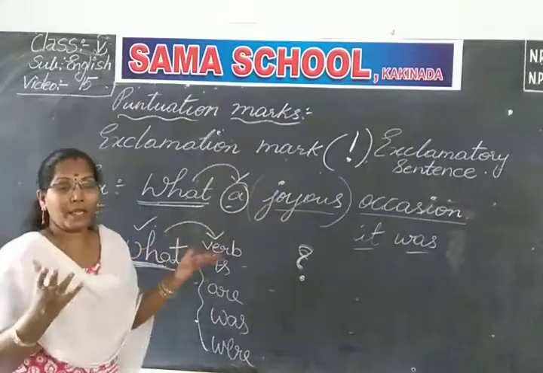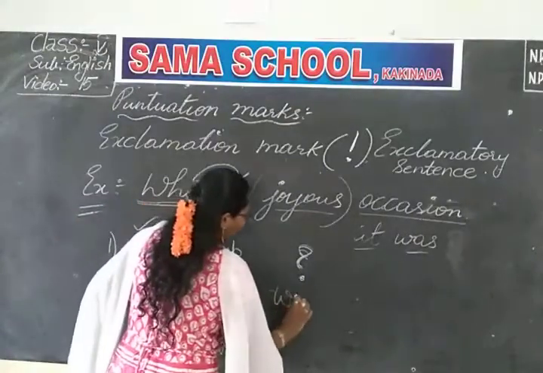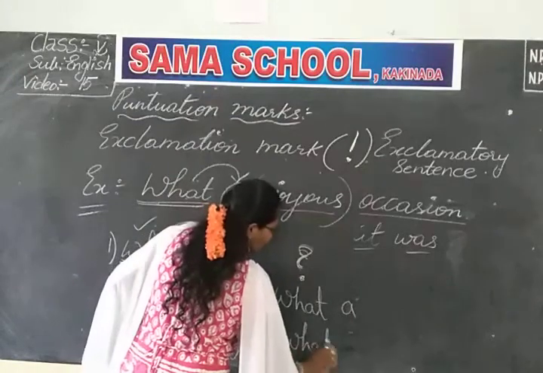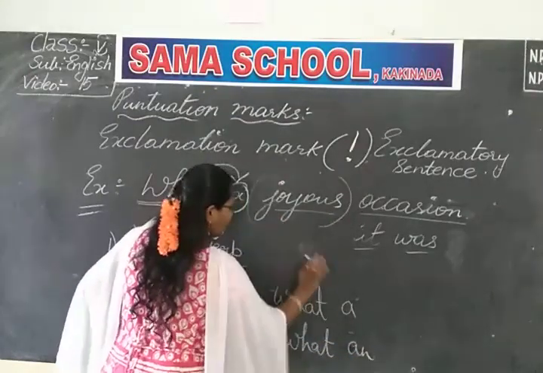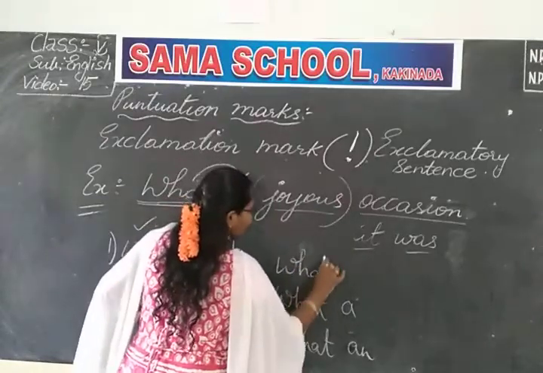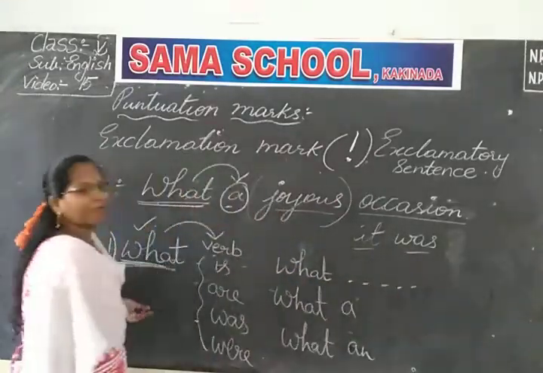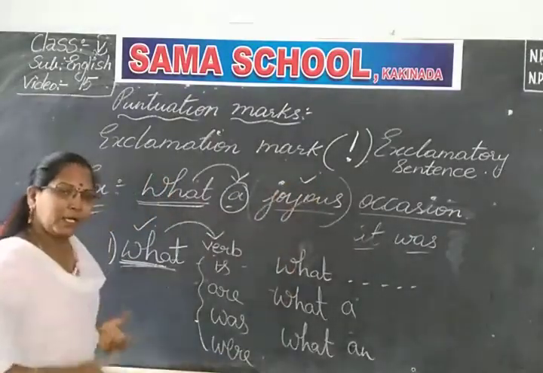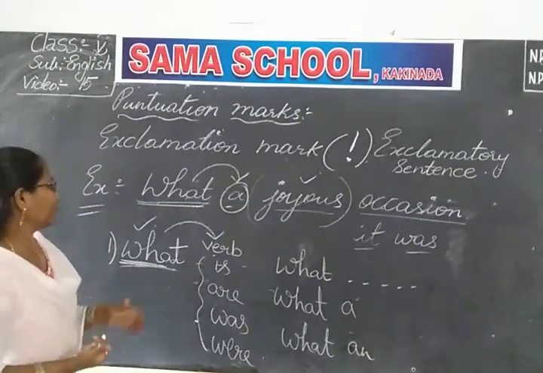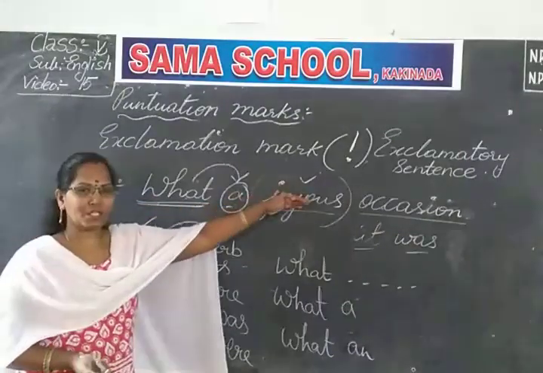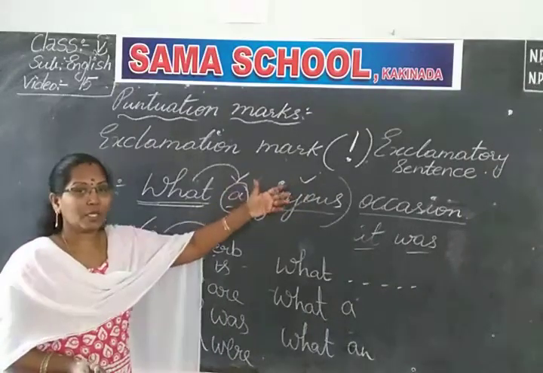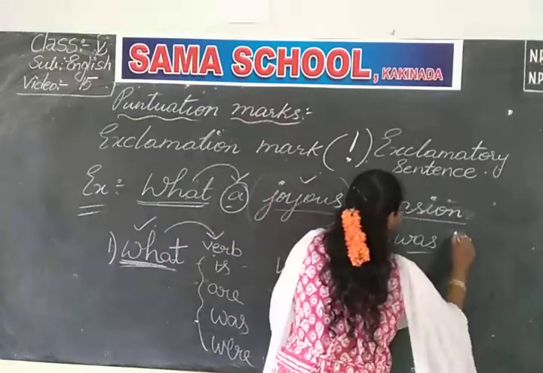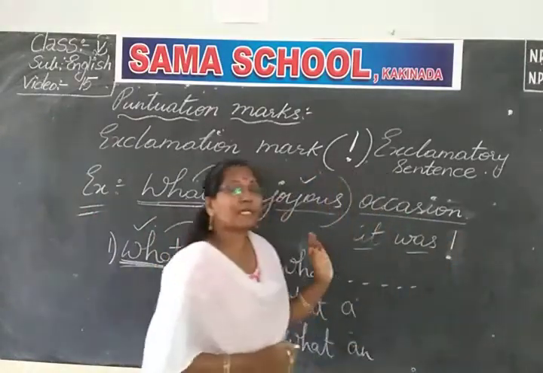What a, what an, any of this, even only what. Next to this, you may find some other word, like an adjective or any other word. Mostly you may get adjectives. Okay. What a joyous occasion it was. So your happiness is being expressed in this sentence, that's why we should place an exclamatory mark.